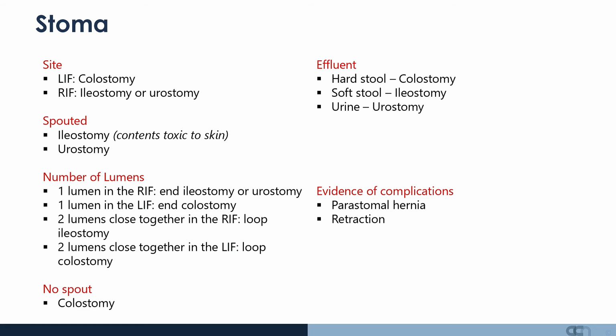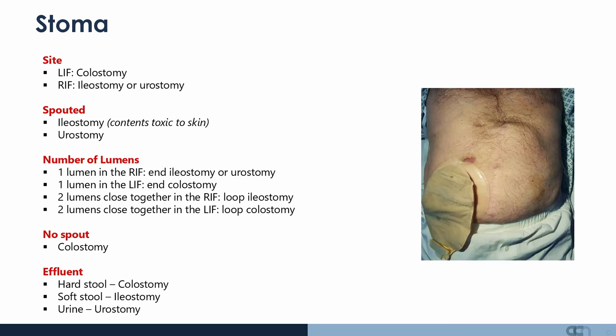One lumen would suggest an end ileostomy or urostomy. One lumen in the left iliac fossa would suggest an end colostomy. Two lumens close together would suggest a loop ileostomy or a loop colostomy. And we should examine the patient for any evidence of peristomal herniation or retraction or necrosis. And here you can see this patient.